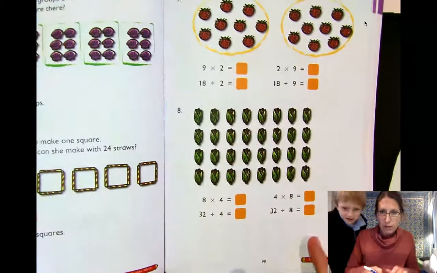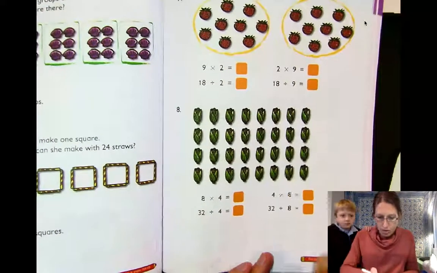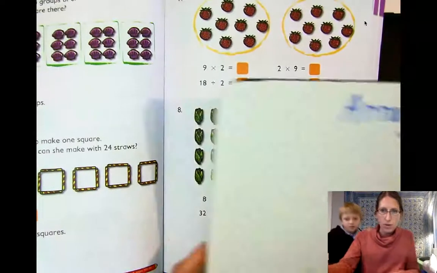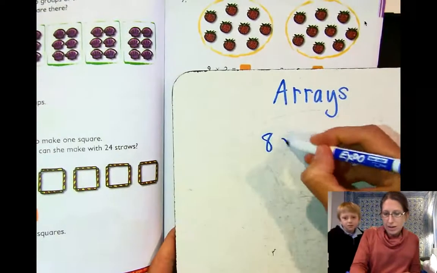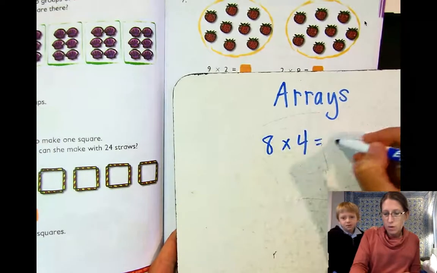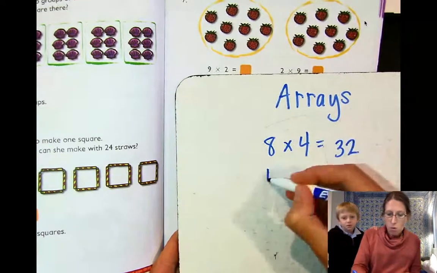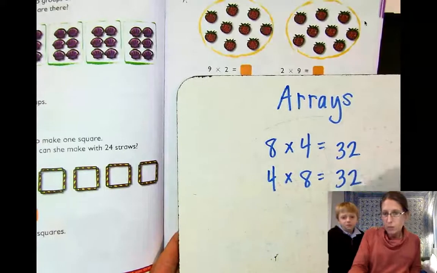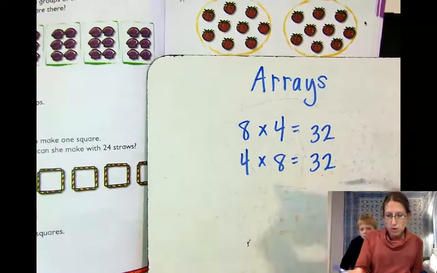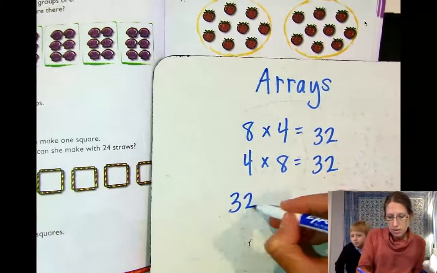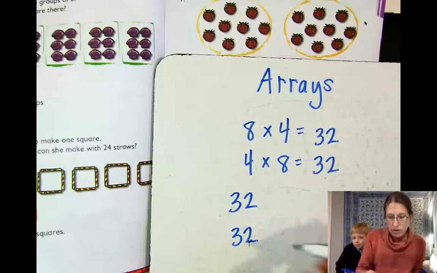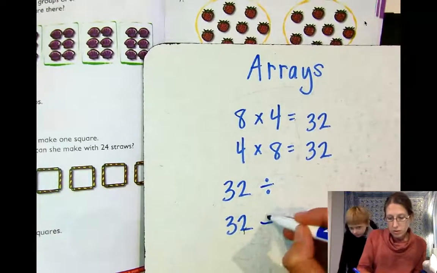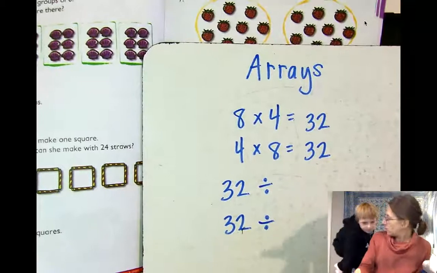So with this array, we have 2 multiplication equations. 8 times 4 equals 32, or 4 times 8 equals 32. And we also have 2 division equations. And when we divide, we have to start with the whole number. And there's our little division symbol.